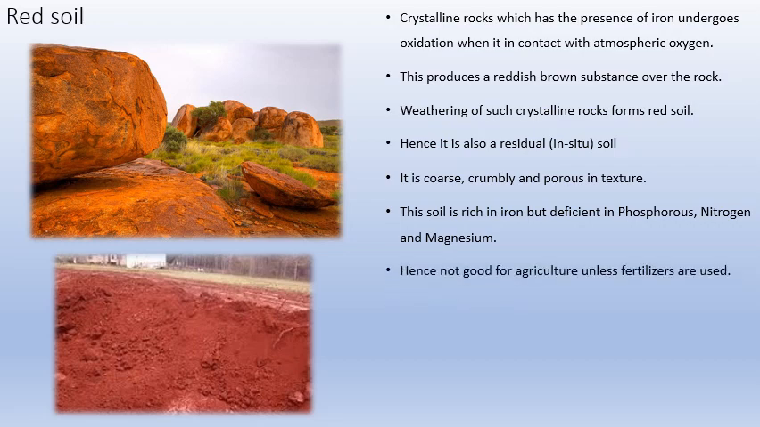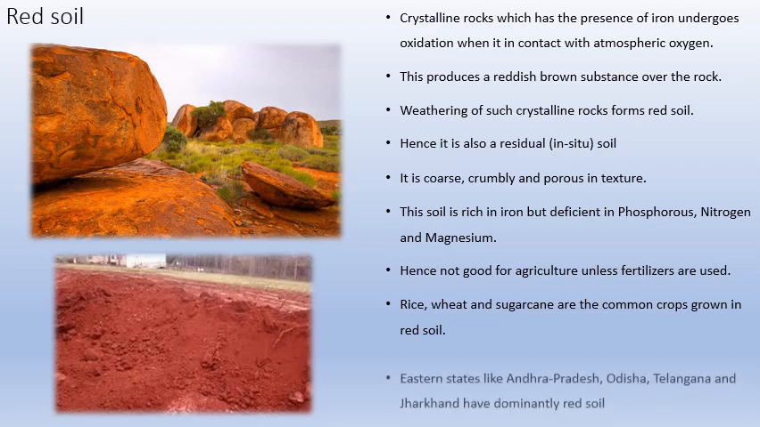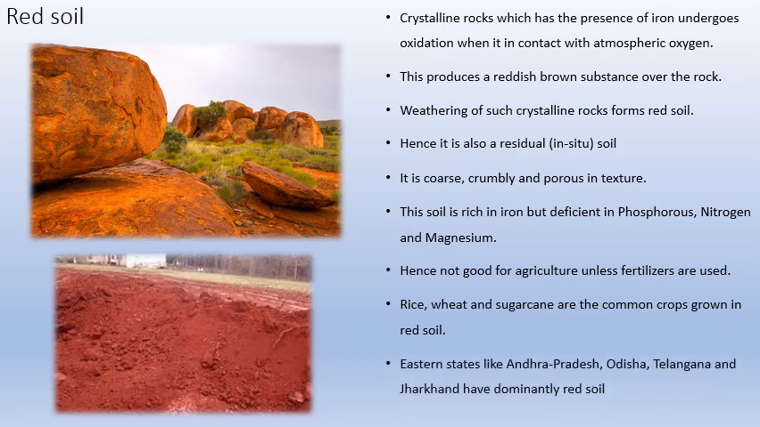It is not good for agriculture. You should remember that alluvial soil is good for agriculture, black soil is good for agriculture. But the third and fourth types which you're going to learn, red soil and laterite soil, are not good for agriculture. These can still be used if fertilizers are used. Rice, wheat and sugarcane are common crops grown in red soil.